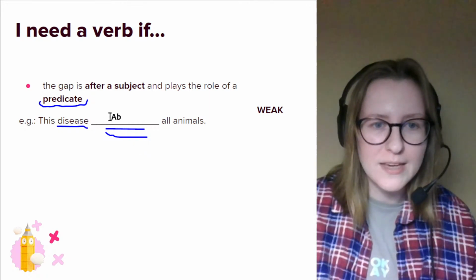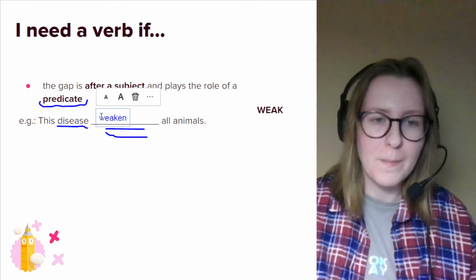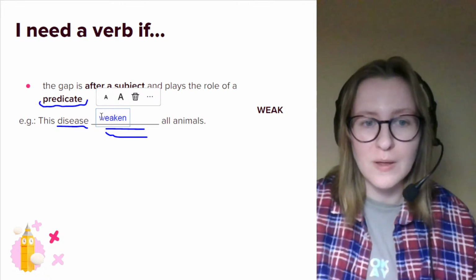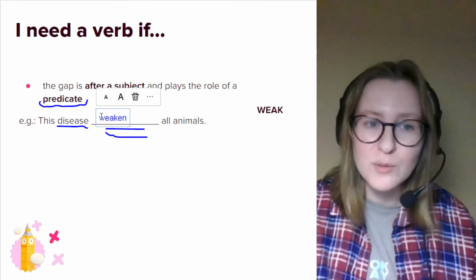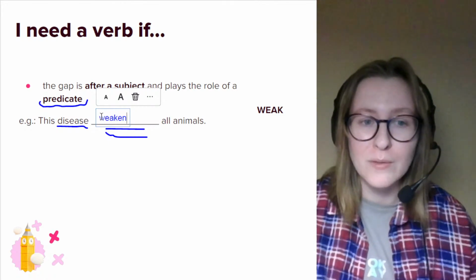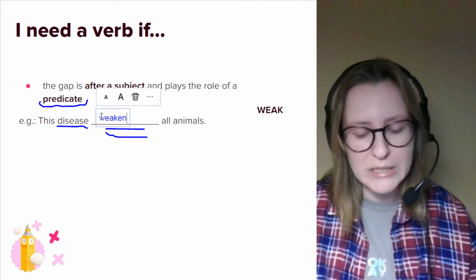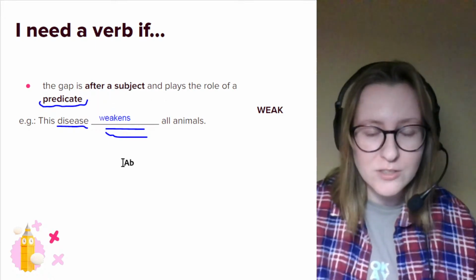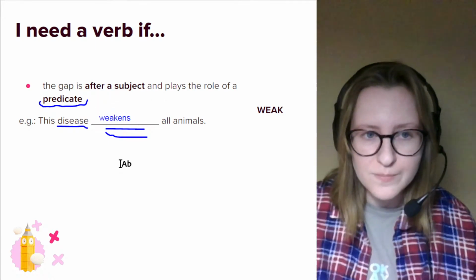A verb from week is weaken, right? But again, we need to think about the form itself. This sentence is in present simple, right? It's just a fact about this disease, and disease is it. So we need to add s to the verb. This disease weakens all animals.